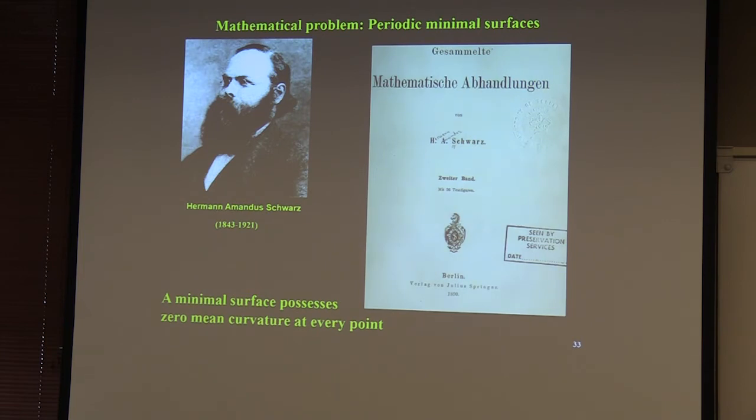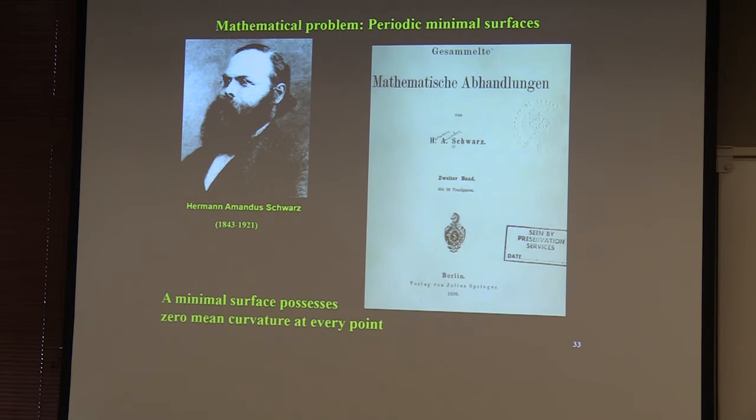So here I have, it turns out that there was a mathematical problem. The mathematical problem was since the 19th century, I would say perhaps before, 18th century: given a closed boundary, find the surface that minimizes area.